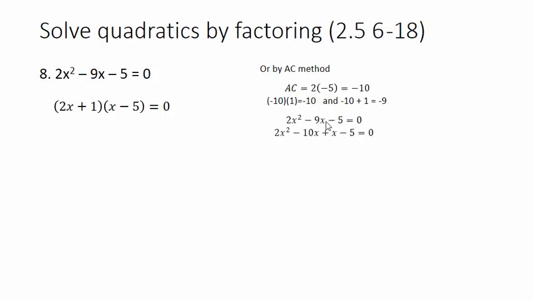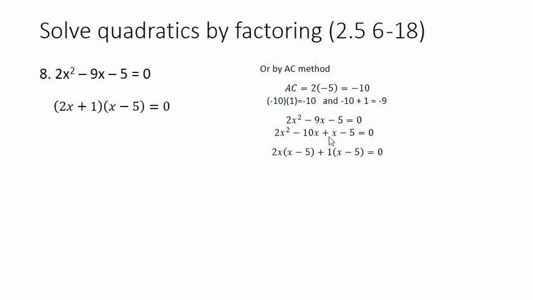So we turn 2x squared minus 9x minus 5 into 2x squared minus 10x plus x. I've replaced minus 9x with negative 10x plus x. That gives me 4 terms, and I can then do factor by grouping. I look at the first 2 terms, I group those together and pull out the common factor of 2x, which gives me 2x times x minus 5.